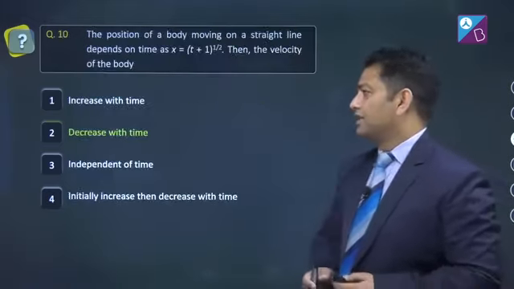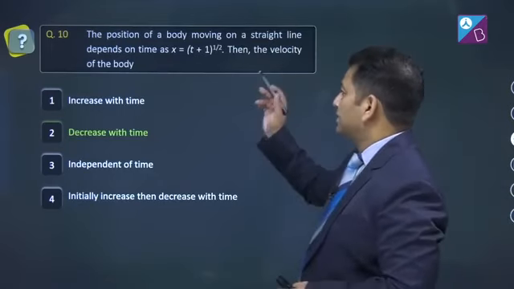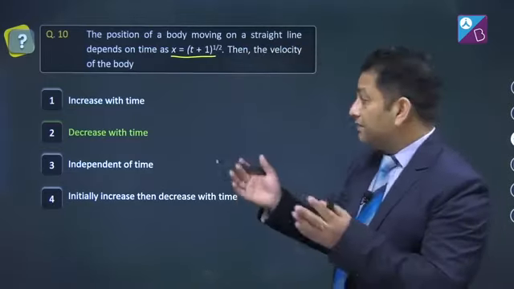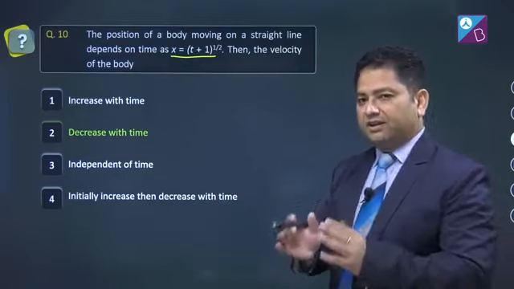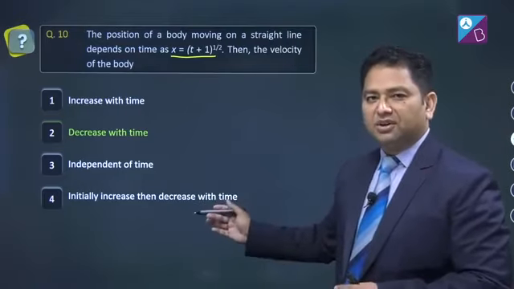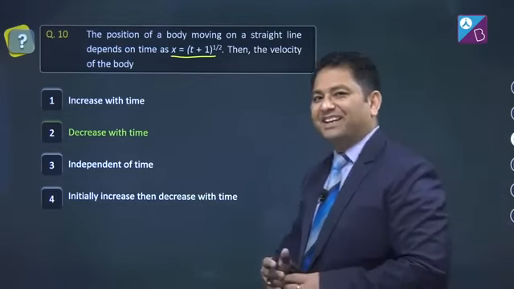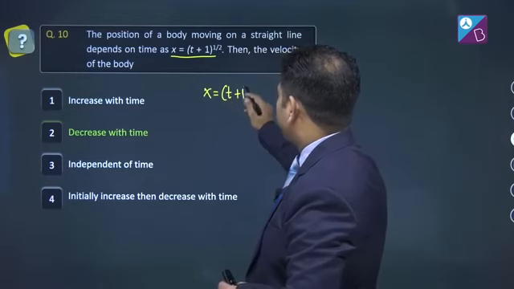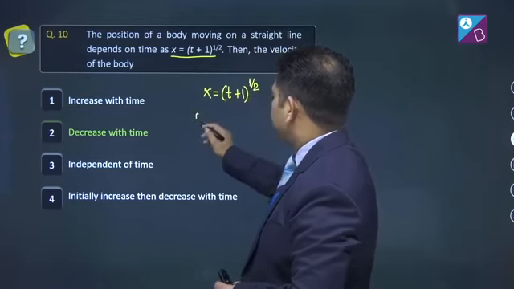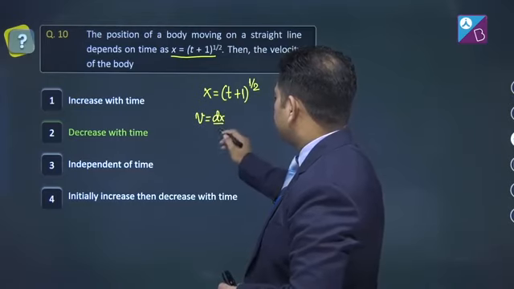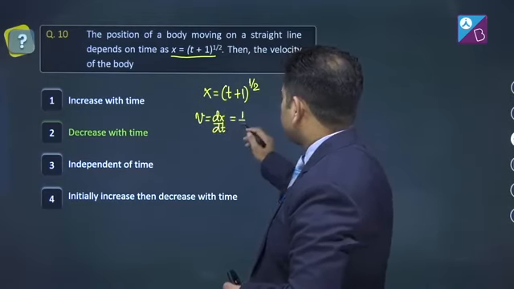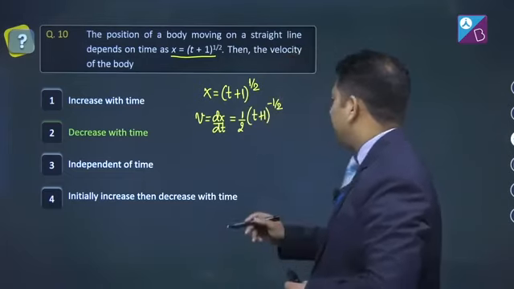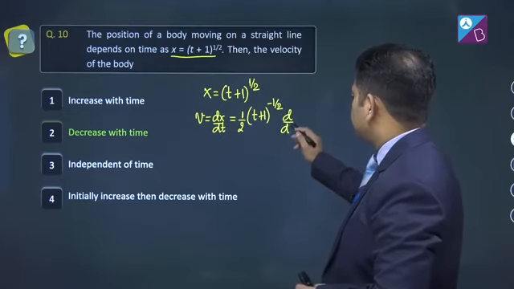Let's go to the next one, the question number 10. Position ki value di gayi hai and look at the dependence. Humein calculate karna hai ya humein comment karna hai about velocity. Whether the velocity increases, decreases, and so on. Correct option toh aapke saamne hai hi, right? Now let's say x is equal to t plus 1 raised to the power half. The velocity is derivative of position with respect to time. So this derivative becomes half t plus 1 to the power minus half and derivative of the base.